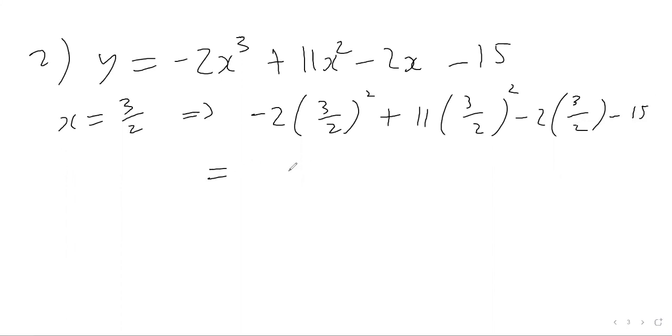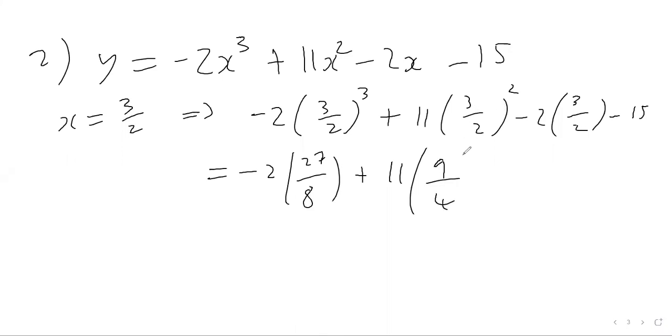So if we just tidy this up, negative 2 times 9 over 4 plus 11 times... sorry, I've done this wrong, 3 cubed. Again, that should be a cubed up there, my bad. 3 cubed. So 3 times 3 is 27. 2 times 2 is 8, so we get an 8 on the bottom there. 11 times 3 over 2 squared, so 9 over 4 with that one. Subtract, well, 2 and the 2 there cancel out actually, so you just get a 3 there, and a minus 15 there.